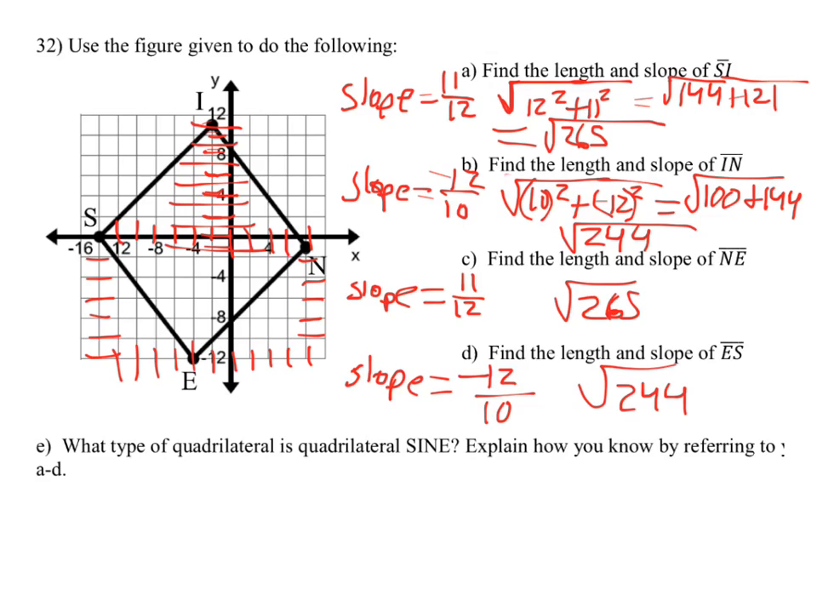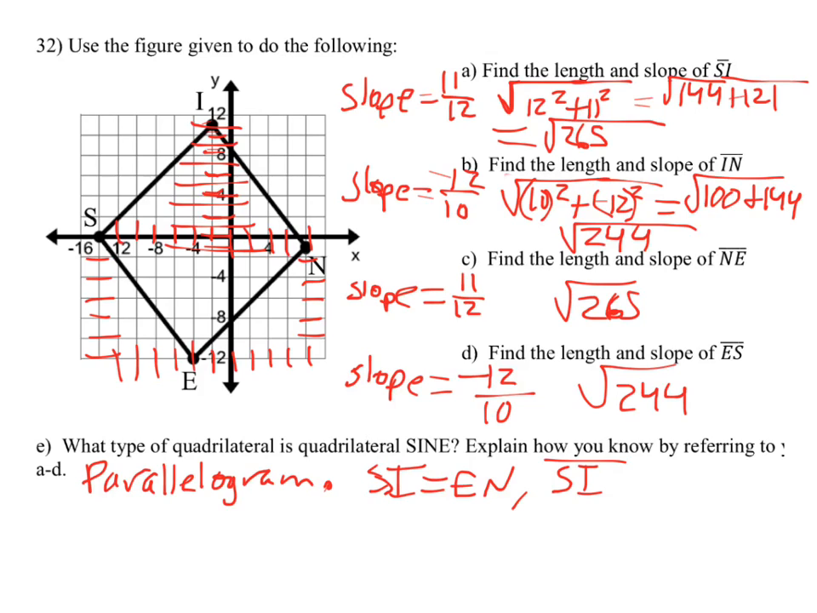And so when you say what type it is, it's a parallelogram. And what lets us know? Well, we've got to write all that out. The opposite sides match up, so SI is the same thing as EN, distance-wise. And those two sides are also parallel.